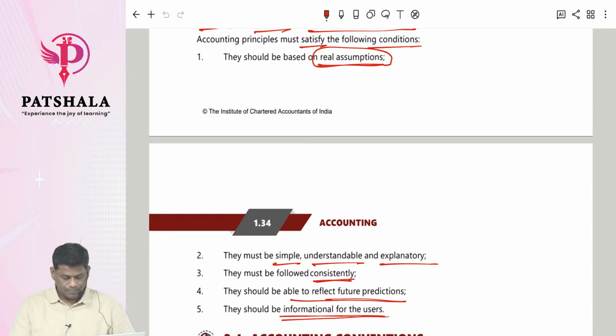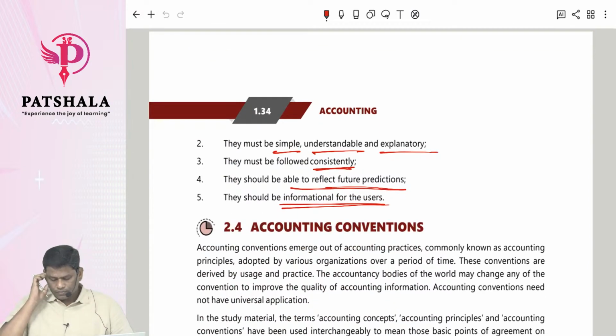Second, they must be simple, understandable, and explanatory.